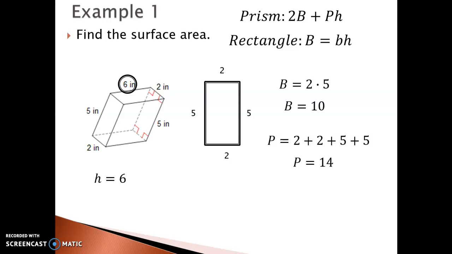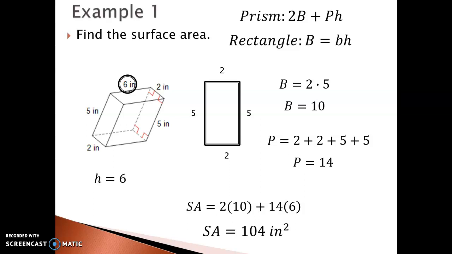So we have everything we need to fill out this formula. 2B plus PH. 2 times capital B, which is 10, plus capital P, which is 14, times H, which is 6. If we substitute that information in and simplify, evaluating, we get 104 square inches. Remember, area is 2-dimensional, so it is square inches. And that is how we use this formula to find the surface area of any type of prism.